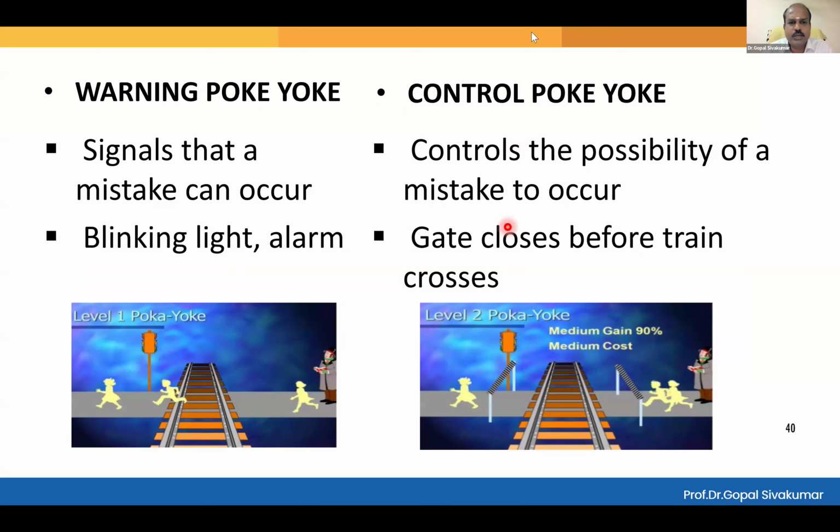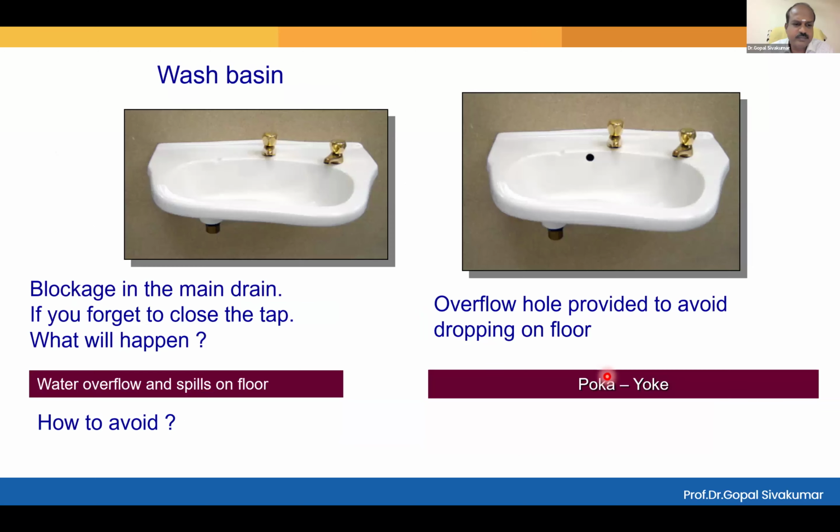And what is this poka-yoke? Is it warning or control? People are crossing. Warning. It's a warning. Whereas here you see some kind of gates, just barricades, signal, sir. Now this is a kind of control.